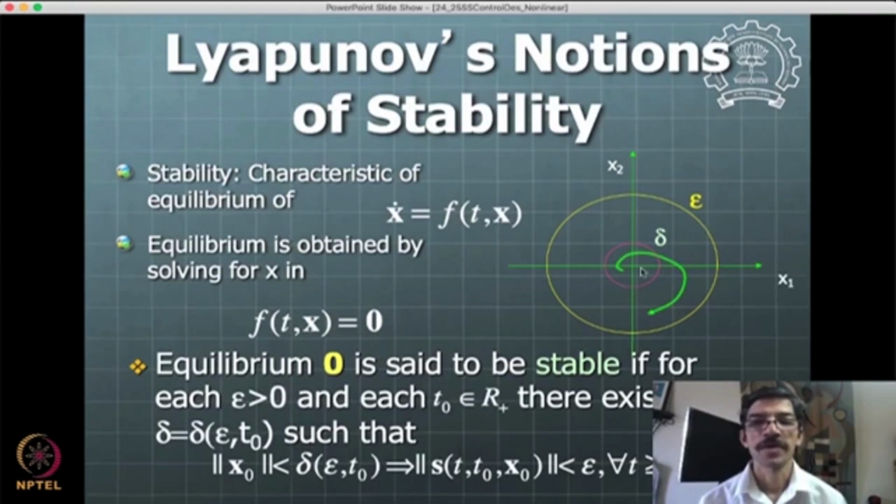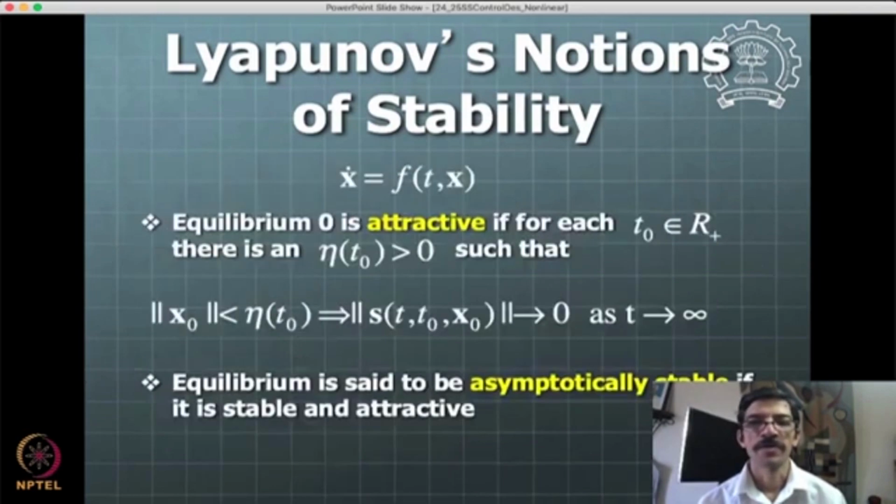If you are able to find such a delta, this is the base fundamental definition of stability in Lyapunov's sense. For a nonlinear system, this base stability definition is used, and then you derive many other conditions based on this fundamental definition of stability. Then we have other definitions coming up here.